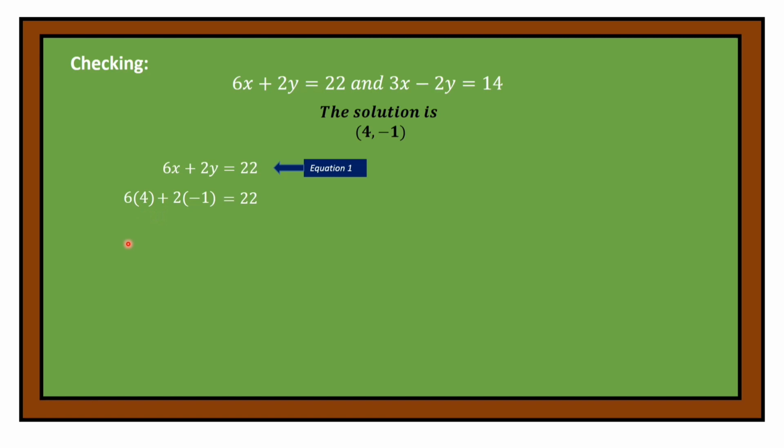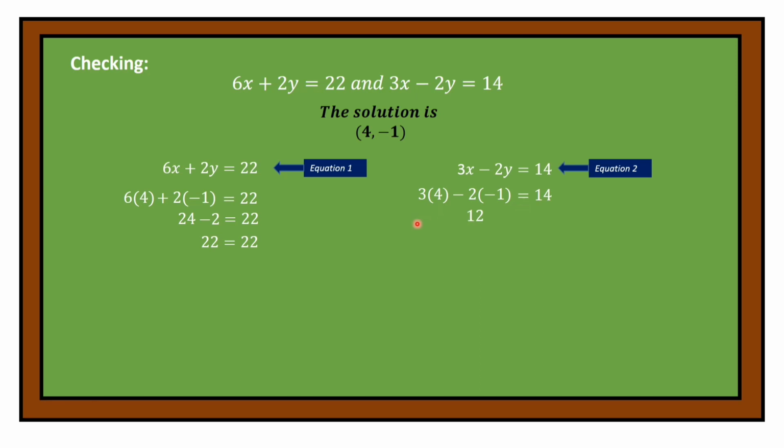6 times 4 is equal to 24, and then 2 times negative 1 is equal to negative 2. And then, 24 minus 2 is equal to 22. And 22 is equal to 22. So, it means that 4, negative 1 is really the solution of our equation 1. So, i-check din natin sa ating equation 2. So, copy 3, and then x will be replaced by 4 minus 2. So, y will be replaced by negative 1, and then copy equals 14.